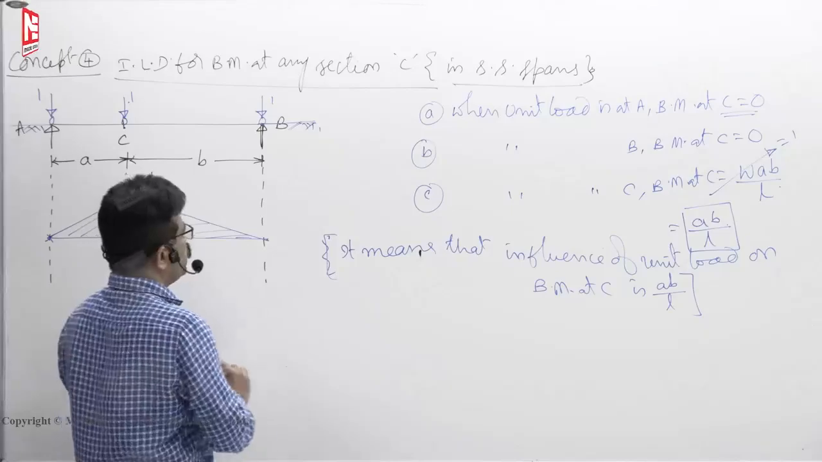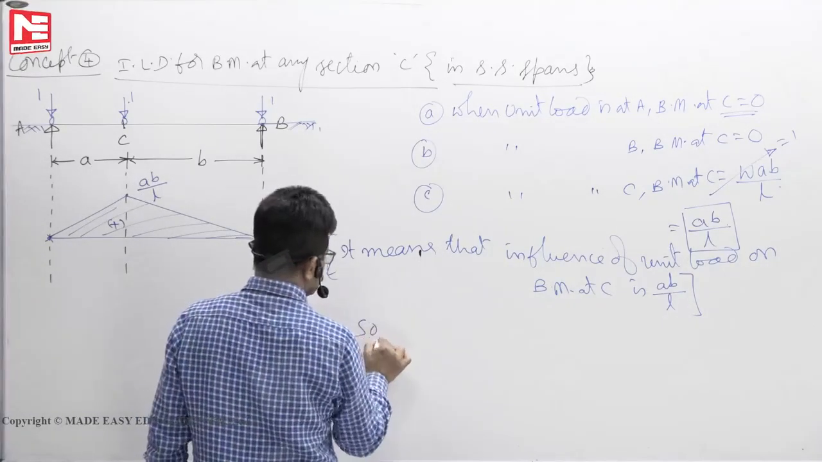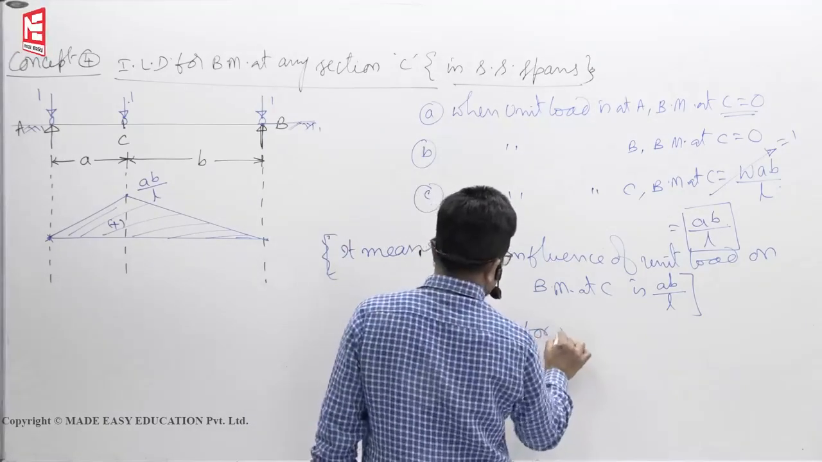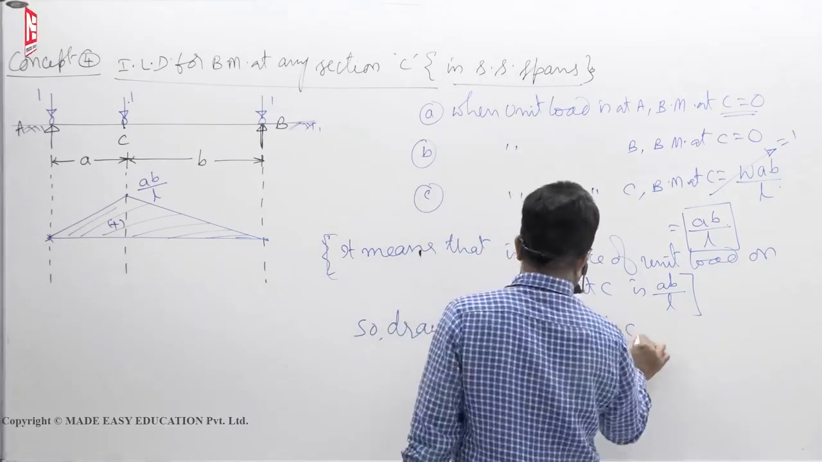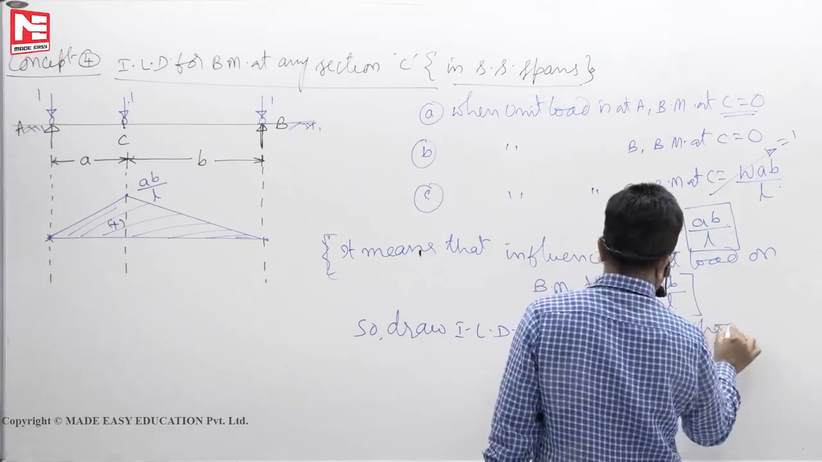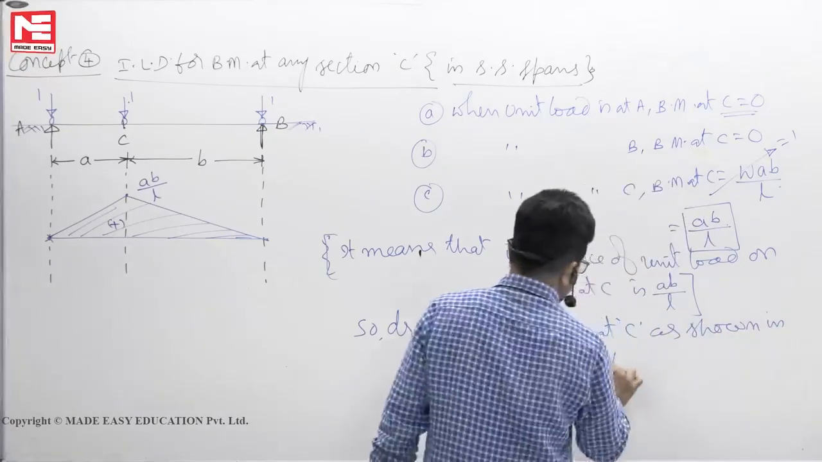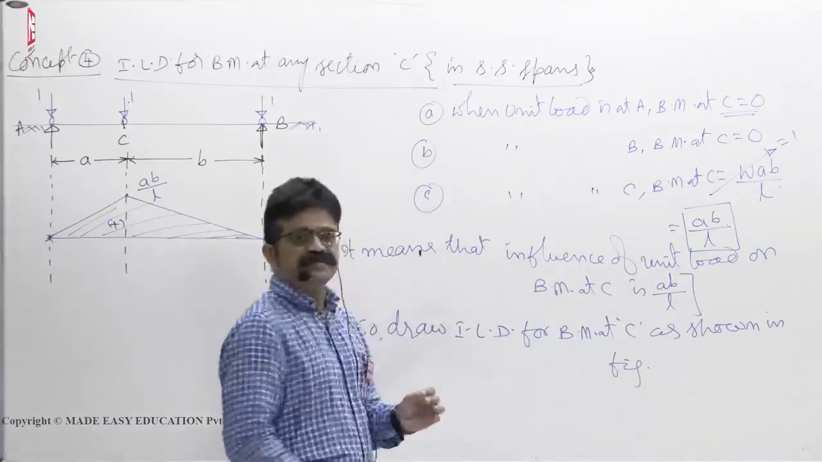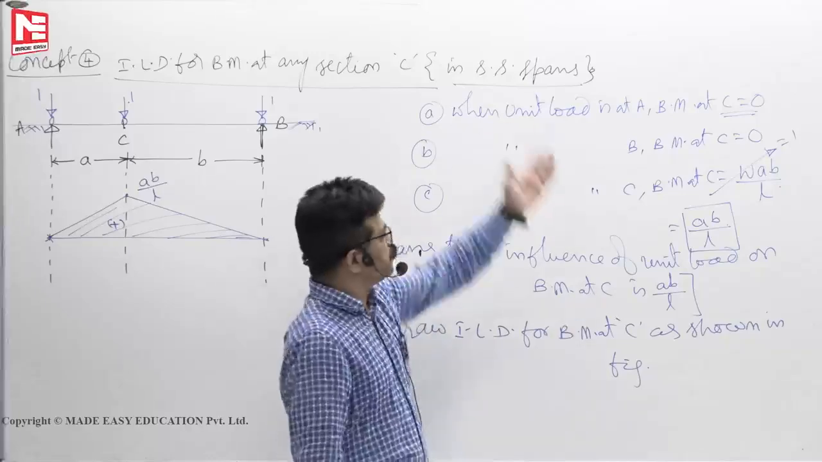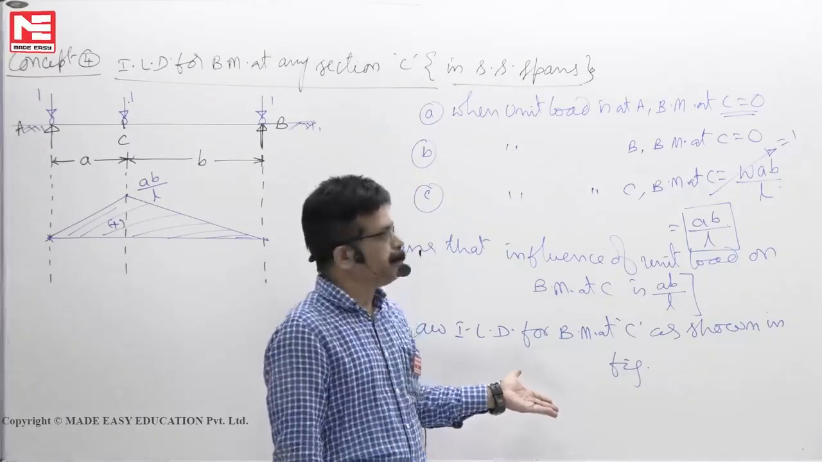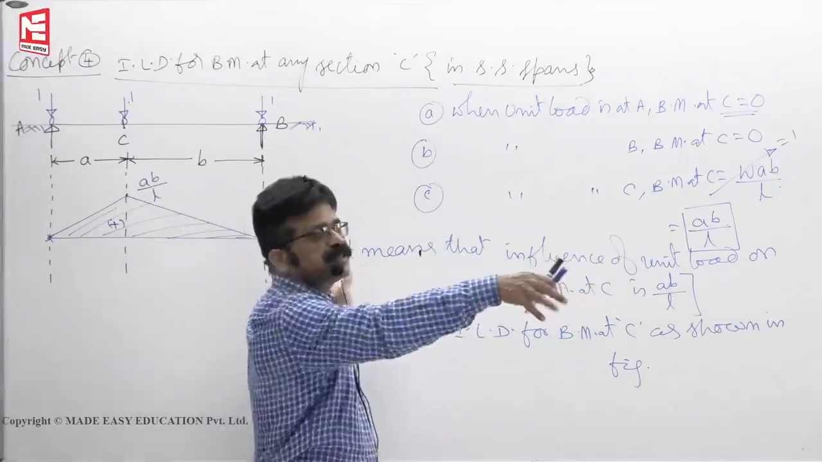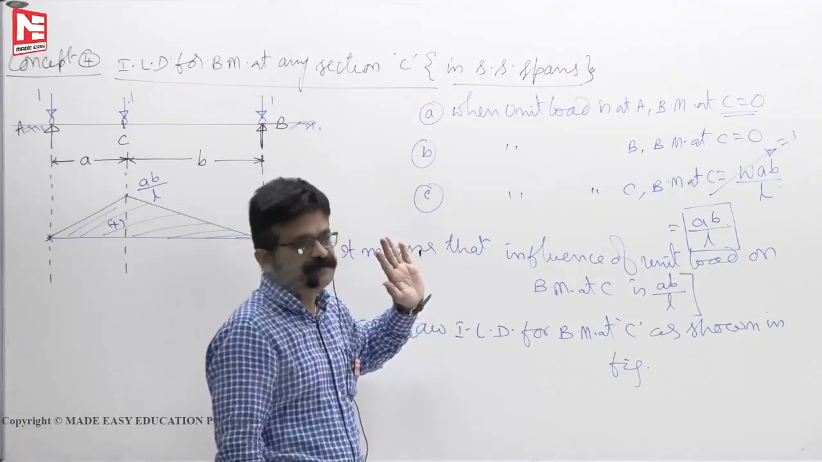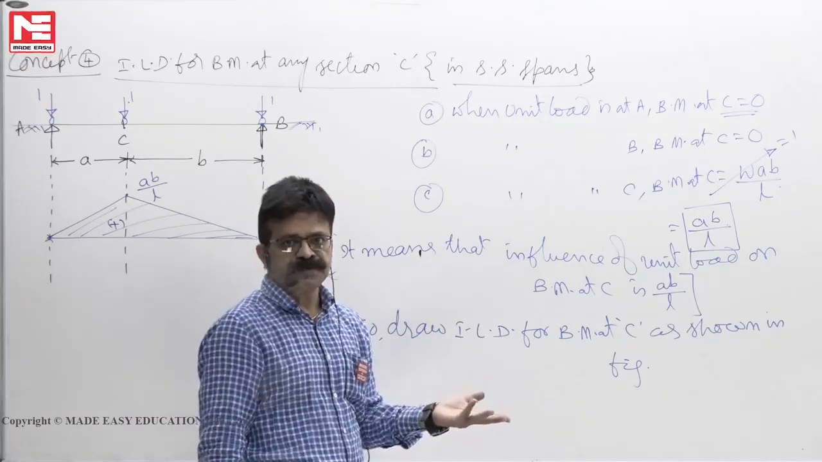Now, so draw ILD as shown in figure. So draw ILD for bending moment at C as shown in figure. Now, again, your allotted time is 1 minute. So much story you cannot write in the exam. If it has overhangs, suppose, then overhang also you have to keep the load and check what's the bending moment. It will take 3 to 4 minutes time. So we take again the help of Muller.